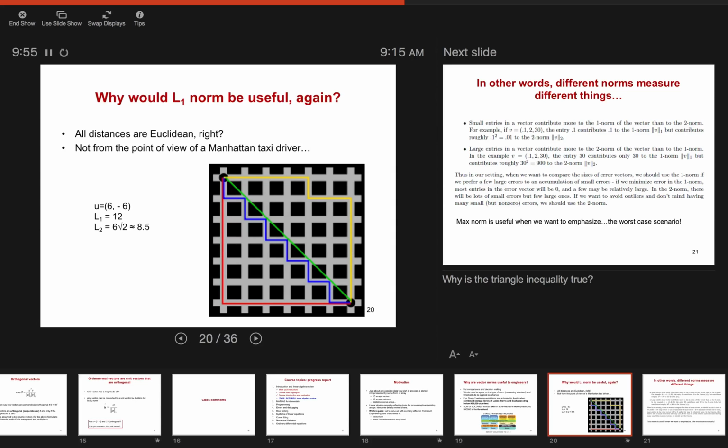Because when I think about it, how many horizontal segments do I have? 1, 2, 3, 4, 5, 6. Plus how many vertical? 2, 3, 4, 5, 6. So it's 6 plus 6. So my distance is actually 12 from this point to that point if I'm on this type of grid. So sometimes L1 is a distance. My point is it's relative, and sometimes one is more useful than the other.